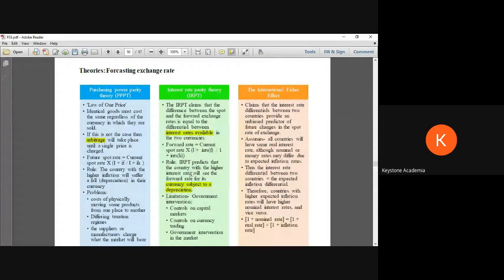You just have to remember for your case study exam that forecasting exchange rates is also a mitigation for us. Simple as that. You can give one of these as an example, just like IRPT. That's it. Nothing more or less required.